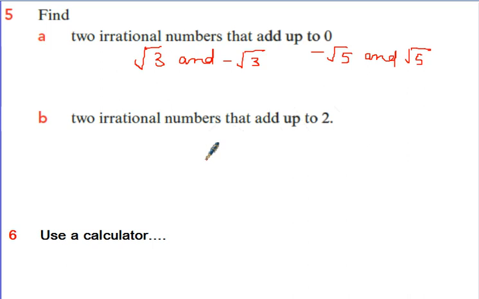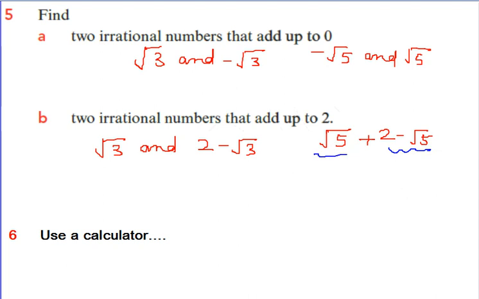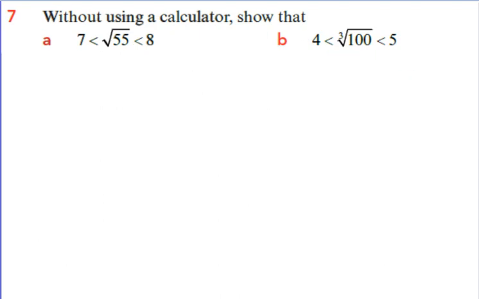Here, two irrational numbers which add to 2, so you can take suppose root 3 and 2 minus root 3. So root 3 will get cancelled when we add them and the answer will be 2. Any numbers you can take with this, like root 5 and 2 minus root 5. I am telling you these are two numbers. This is one and this is the other. So if I cancel minus root 5 and plus root 5, they give 0 because they get cancelled, and I will get 2. Followed?